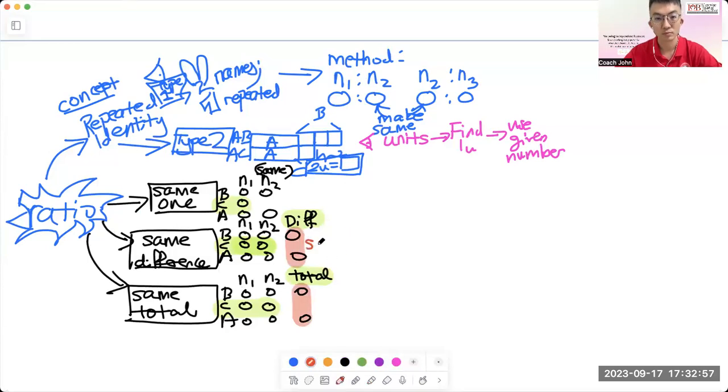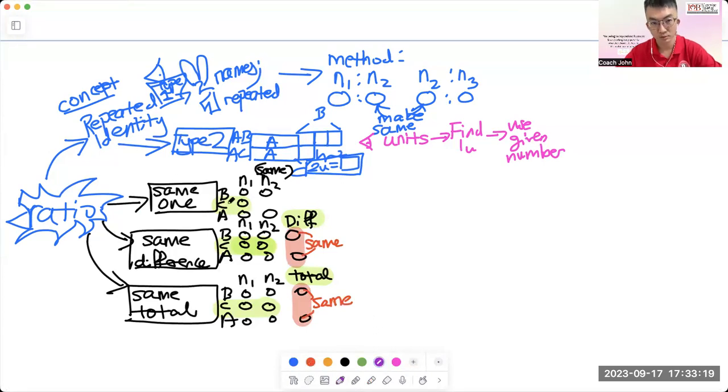Okay, make them the same. Okay. Then, since you're talking about same total, some of you will be asking, so what do I mean by equal rise equal to equal drop?